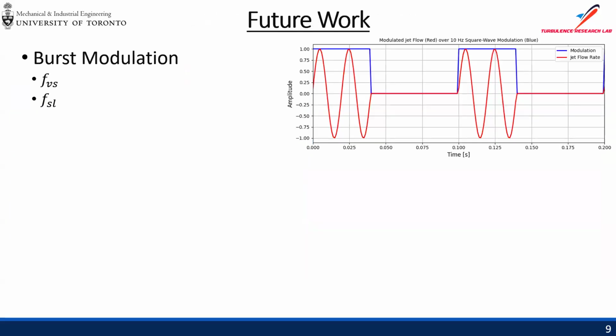Some of the future work is what I'm working on now. Burst modulation: we have two frequencies that we're trying to target. Usually the SJ operates at a higher frequency than these two, so we want to modulate it, and we also don't want to swap out SJs when we just want to target a different frequency. The burst modulation allows us to do that.